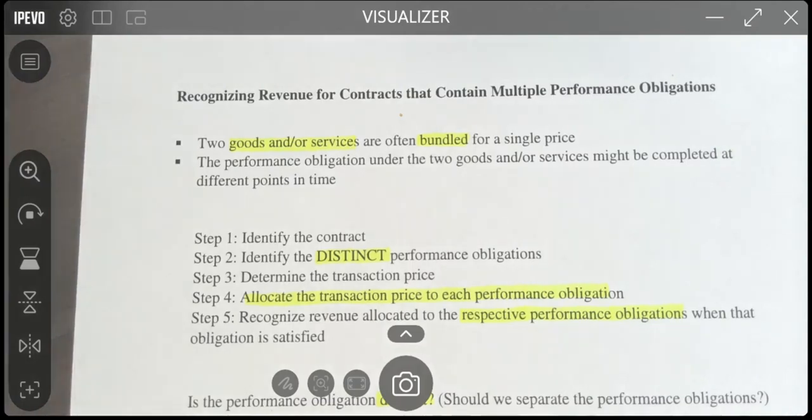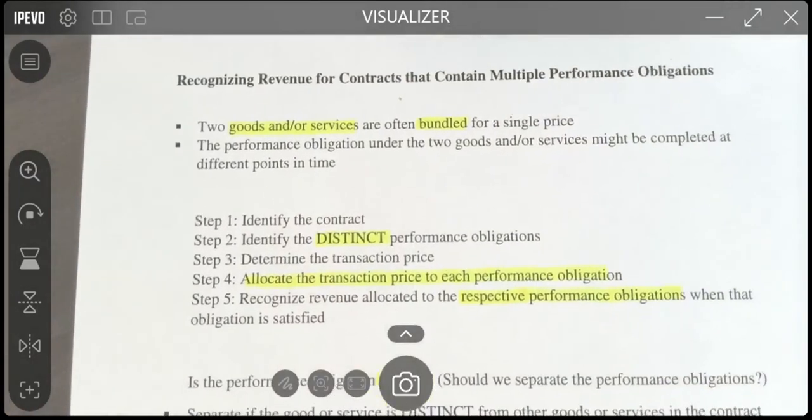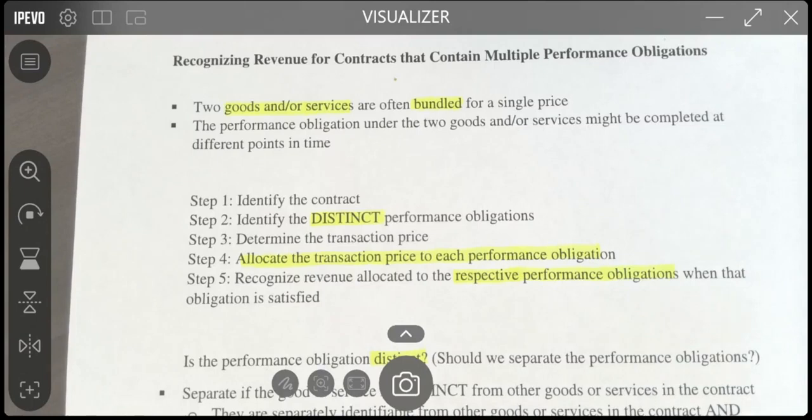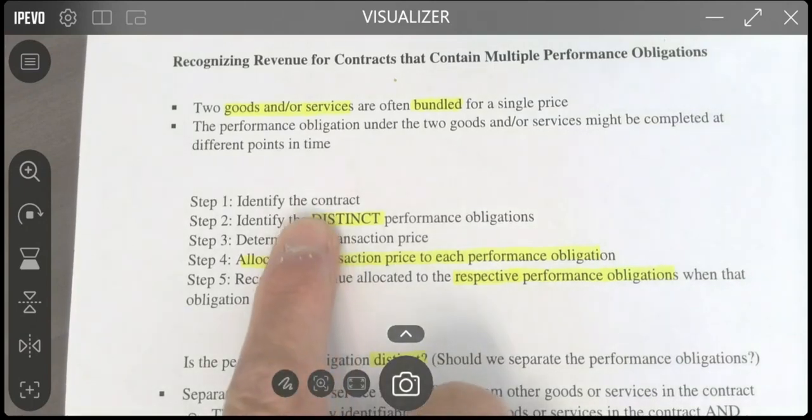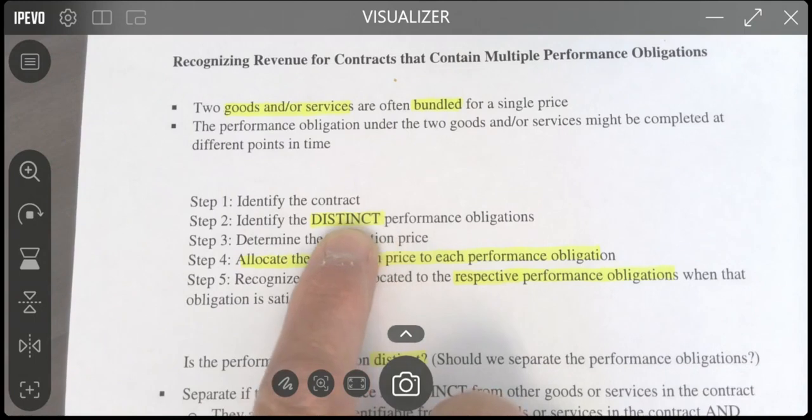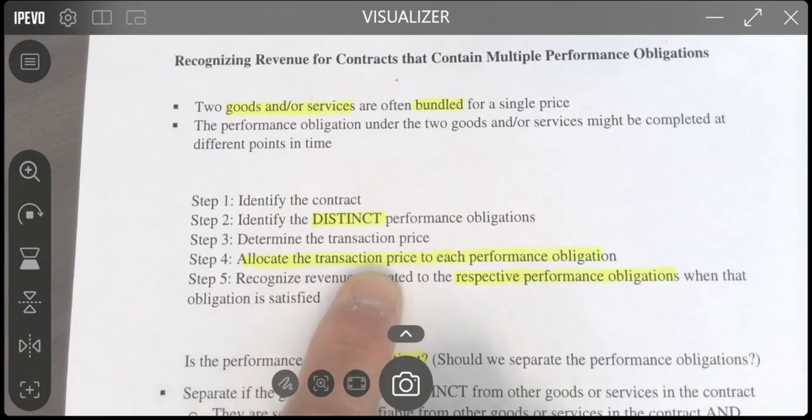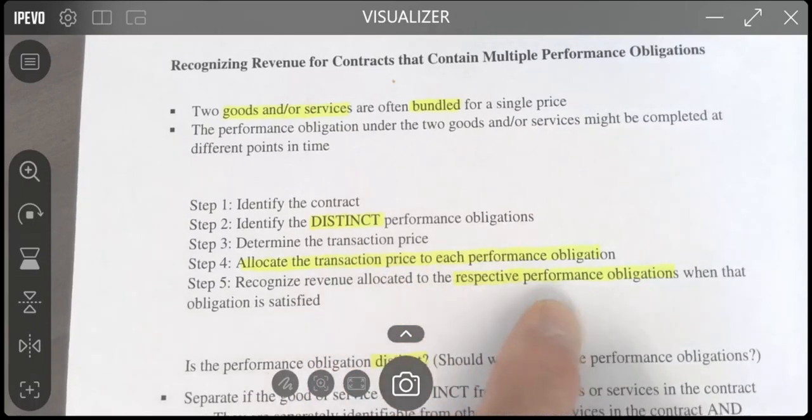Revenue recognition steps. Identify the contract. Identify the distinct performance obligations. Determine the total transaction price. Allocate that transaction price to each performance obligation. And then recognize revenue allocated to the respective performance obligations when that particular obligation is satisfied.